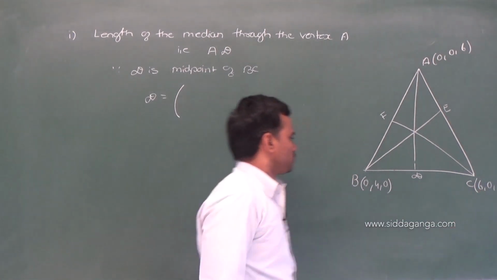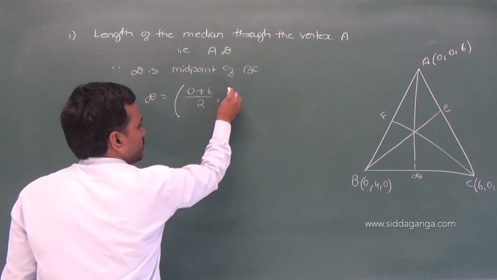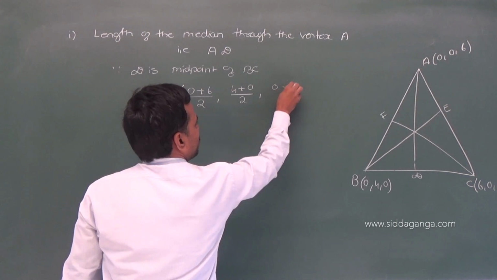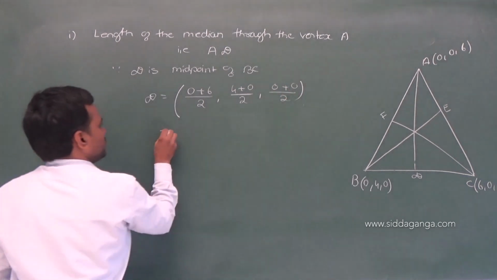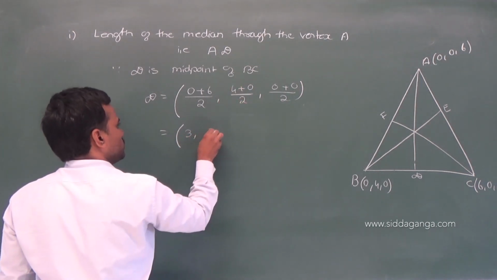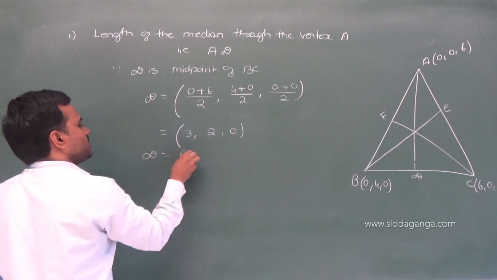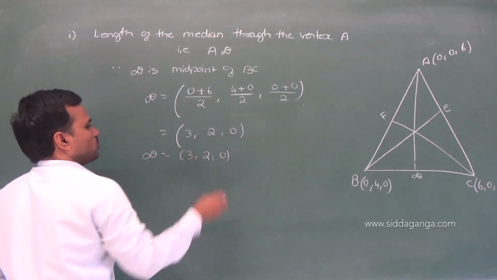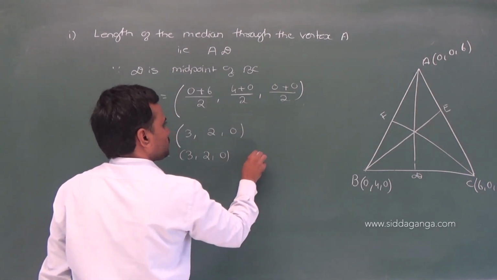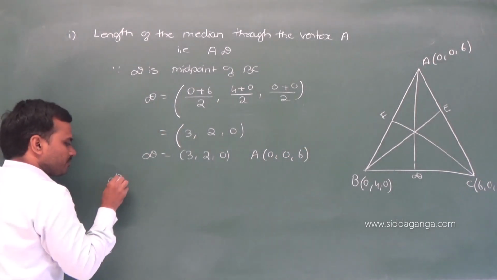is x1 plus x2, 0 plus 6 divided by 2, 4 plus 0 divided by 2, 0 plus 0 divided by 2. So 6 by 2 is how much? 3. 4 by 2 is how much? 2. 0 by 2, 0. Coordinate of D is (3, 2, 0). And coordinate of A is (0, 0, 6).